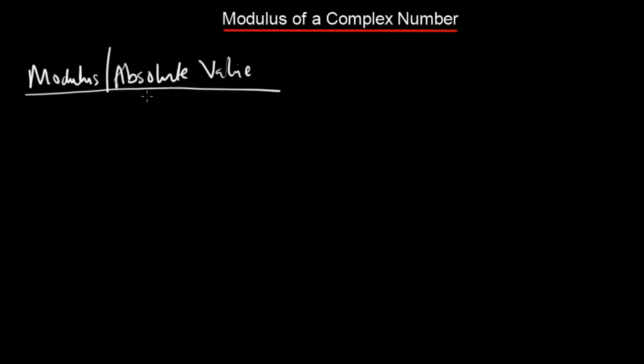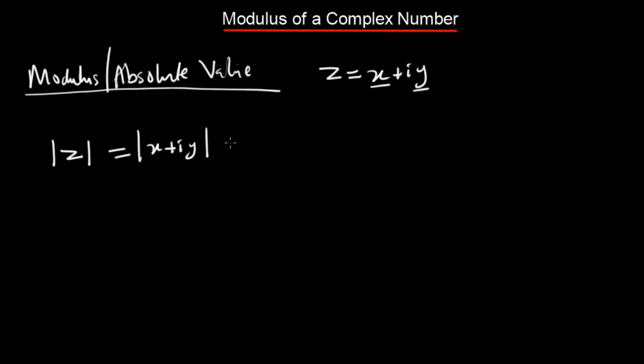If you define a complex number z by x plus iy, we know from the last tutorial that x is the real part, y is the imaginary part, and i is the imaginary number. So we define the complex modulus. This is the modulus of z, that is the modulus of x plus iy. And this can be defined as the square root of x squared plus y squared. So this is how we define the modulus of a complex number.